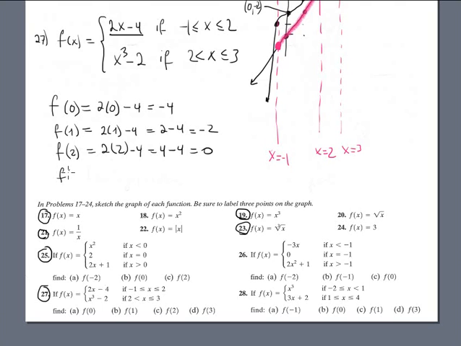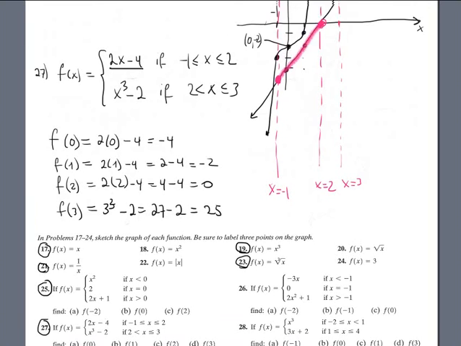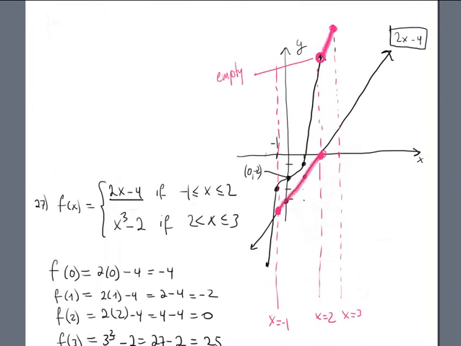And finally, f evaluated at 3. Oh yes, we're using this because 3 is here. So it's 3 to the cubic power minus 2. It's 27 minus 2 is 25. Okay. This is the value, and this is the graph. So this point would be (3, 25).